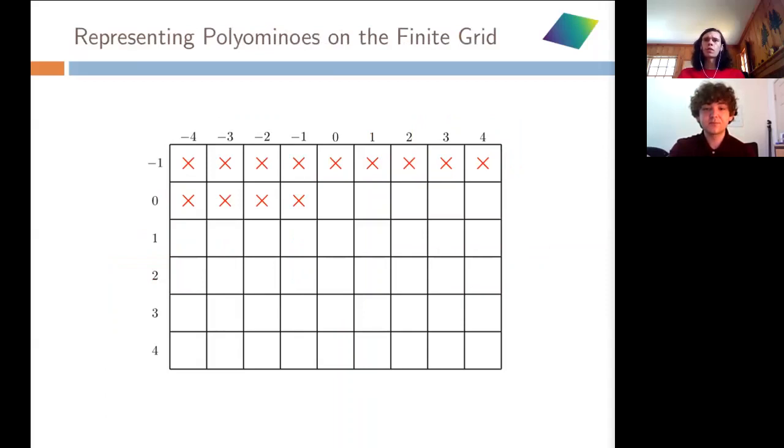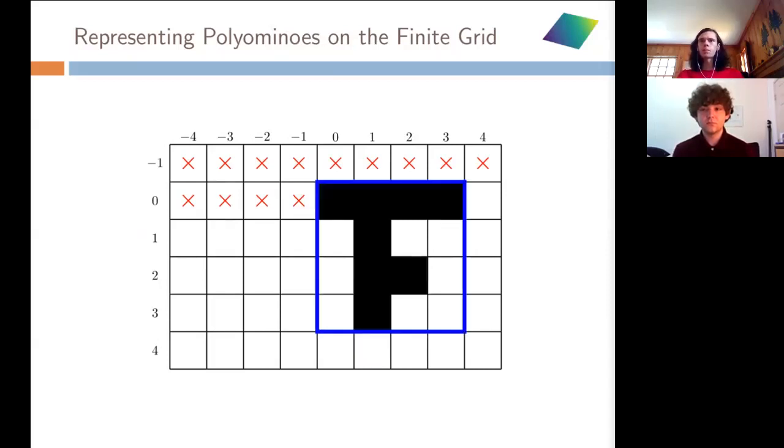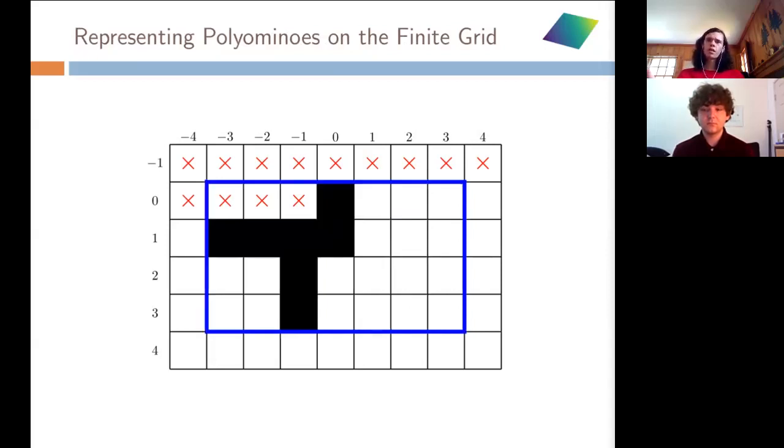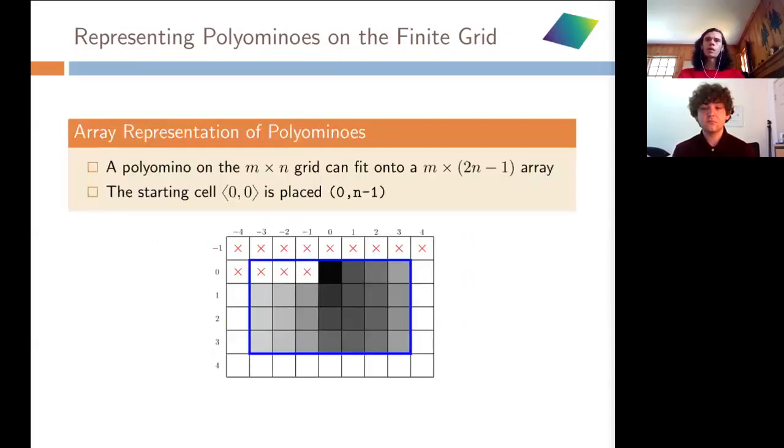We can modify Redelmeier's algorithm to work on the finite grid. In fact, we can use the same standard form and rules for adding cells. However, we must find a new size array to represent the polyominoes. As an example, consider the polyominoes on the 4 by 4 grid. We could have a polyomino that fills 4 columns to the right. At the other extreme, we could have a polyomino that fills 4 columns to the left. So, we can use a 4 by 7 array to fit all polyominoes on the 4 by 4 grid. Ultimately, any polyomino on the m by n grid can fit into an m by 2n minus 1 array. The starting cell is then located in row 0 in column n minus 1.